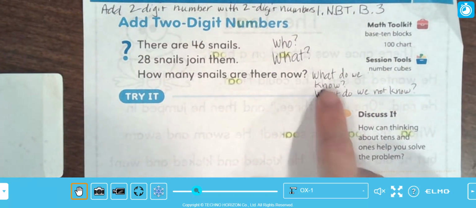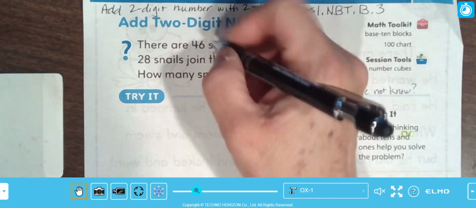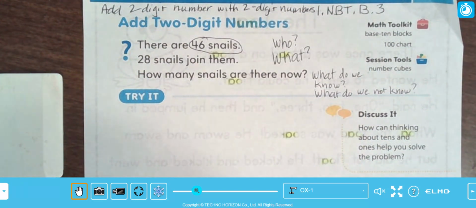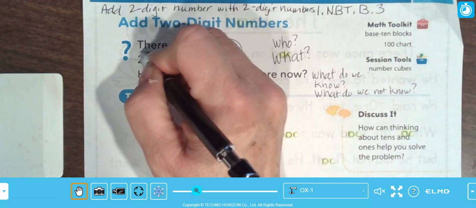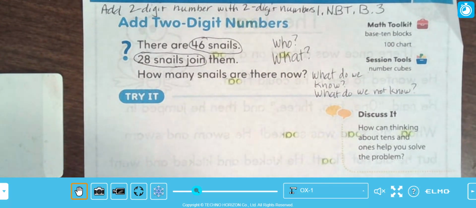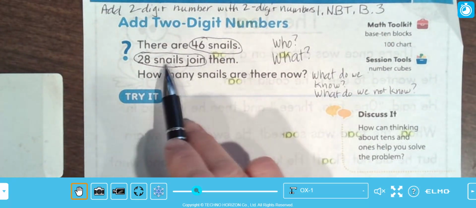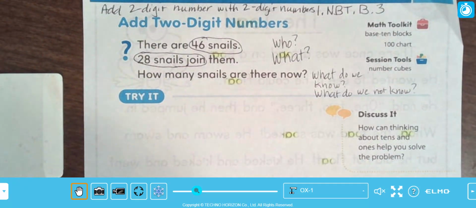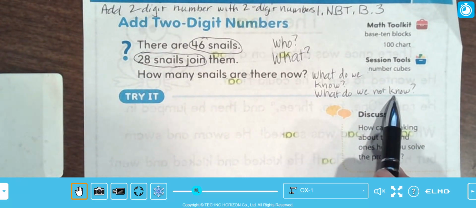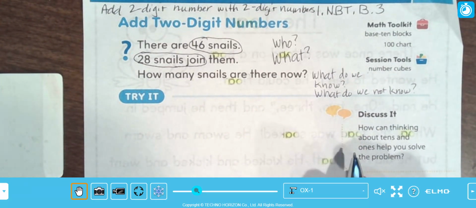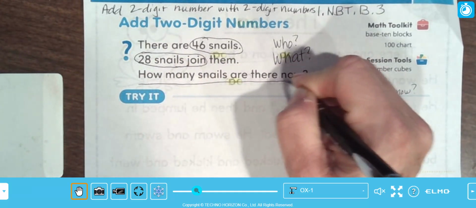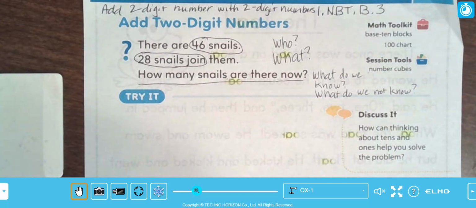So what do we know? Well, we know that there are 46 snails at the beginning, right? We also know that 28 snails join. So there were 46 snails and then 28 snails joined. That's what we know. The other question is, what do we not know? Well, we don't know how many there are now. We don't know this one. How many snails are there now? That's what we're going to find out.